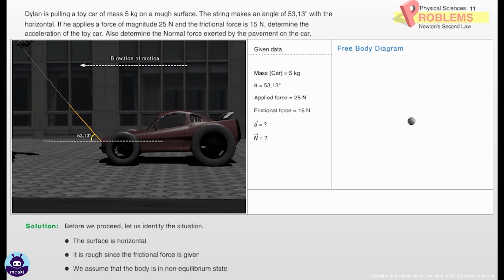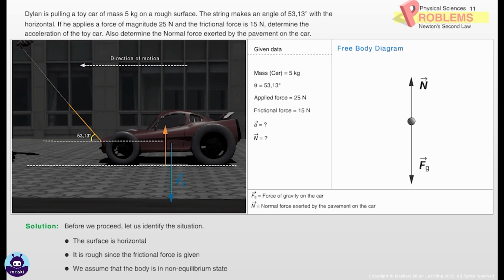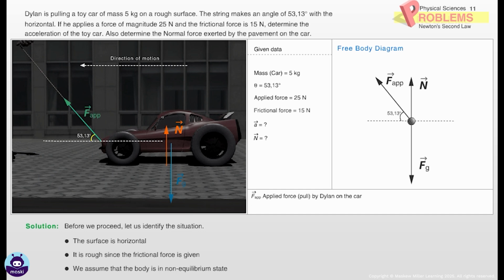The force of gravity, Fg, is acting in the downward direction. The normal force acts perpendicular to the contact surface, that is the pavement. Note that the normal force has been drawn at the center of the car to keep the diagram less cluttered. In reality, there are normal forces at the front and rear tires that are collinear vectors and can be added. There is a force applied on the car by Dylan. There is also a frictional force opposing the motion of the car. That completes our free body diagram.